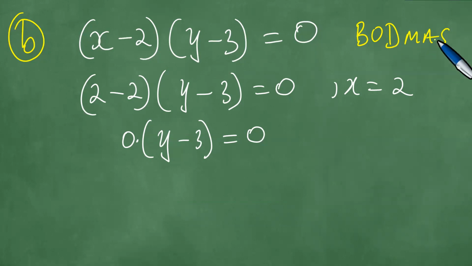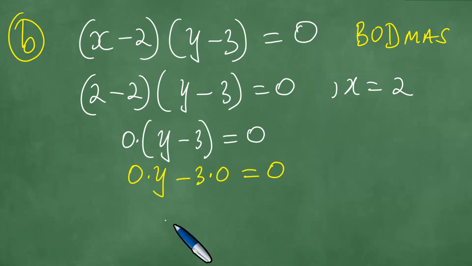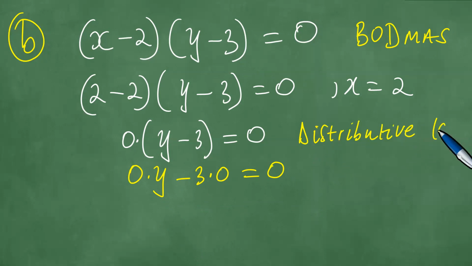BODMAS or BOMDAS or PEMDAS, whatever one calls it, by distribution. So this is going to be 0 times y, which is 0y, minus 0 times 3, which is 3 times 0, equals 0. This is called distribution, or the distributive law. Are we together?